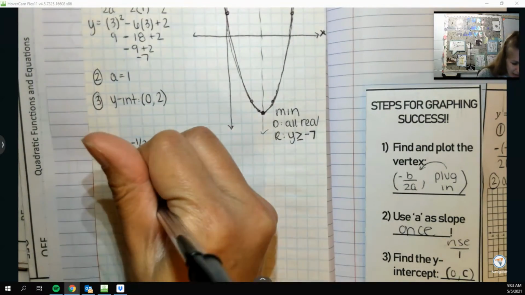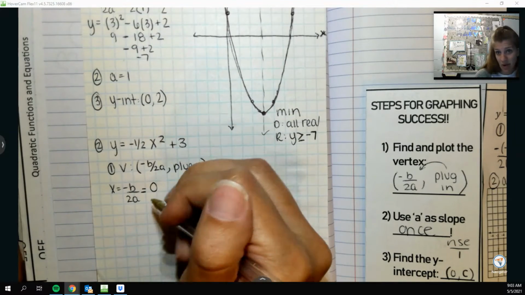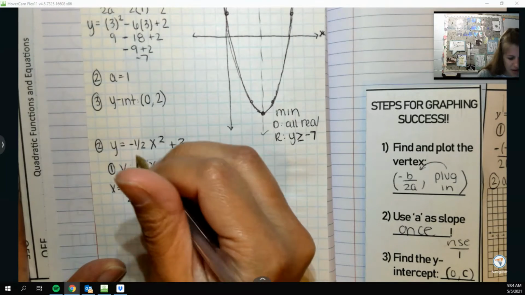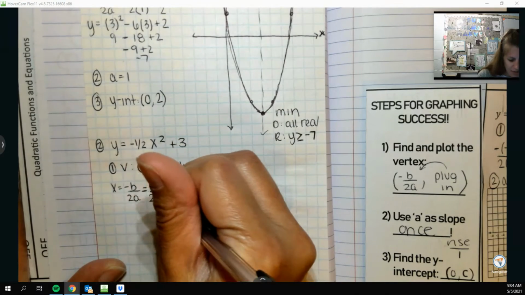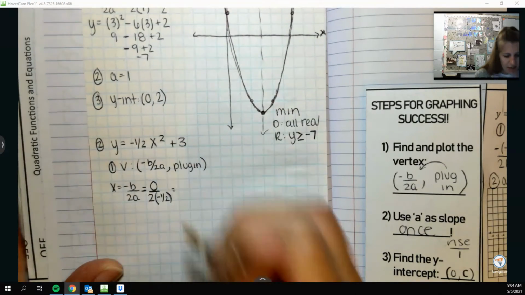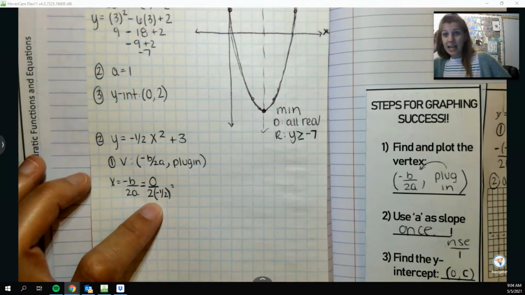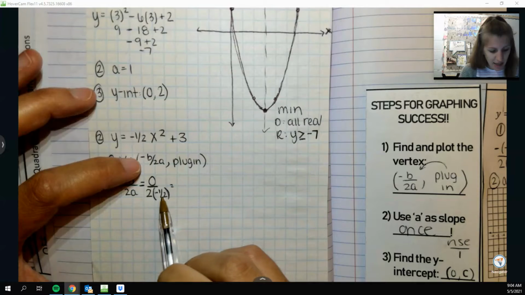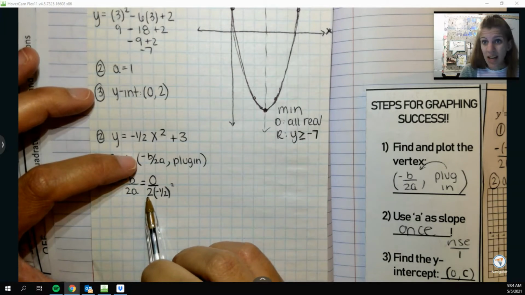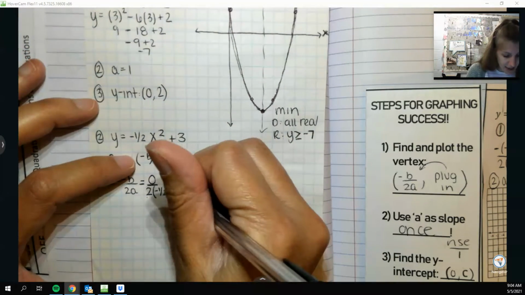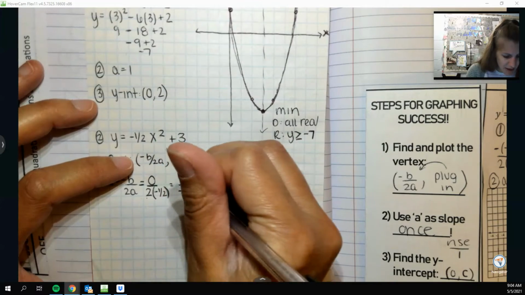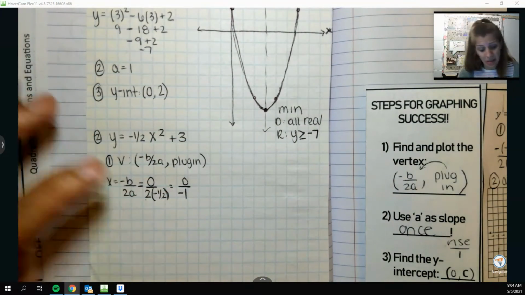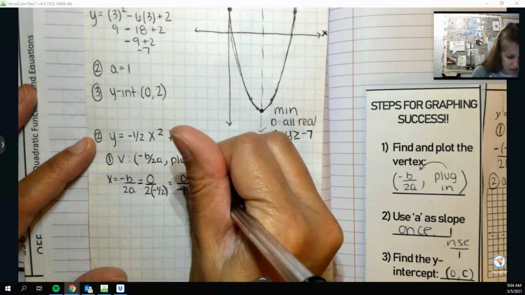So since there isn't one, that makes it a 0. And I really don't need a negative in front of that because 0 can't be positive or negative. Over 2 times a, which a is negative half. Now that can look pretty scary, but ignore the fact that it's in a denominator. We're just doing half of 2. That's 1, and it's negative because a negative times a positive. Although I don't even need to worry about it because 0 over any number is just 0.